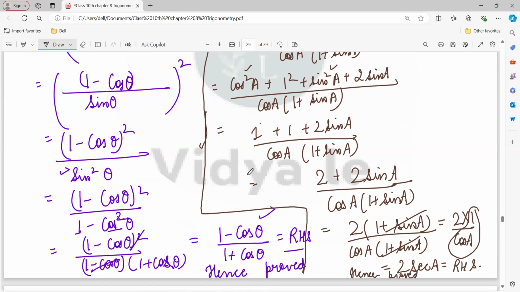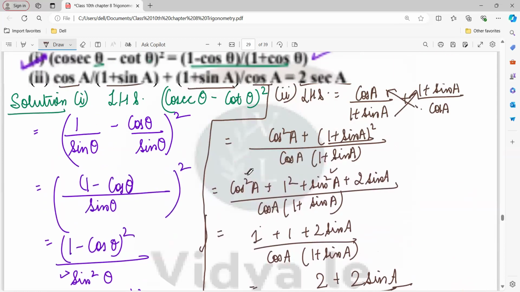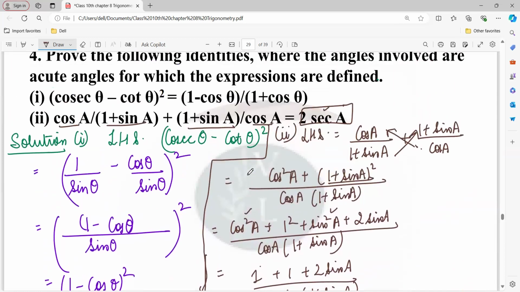Okay, I hope it is clear to everyone. Wonderful. So till now we have solved the 2 parts of the question number 4.